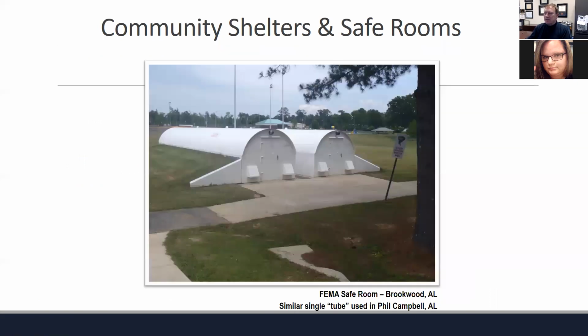And then here's another community shelter. This is Brookwood, Alabama. It's basically a community type shelter. These are located close to the activity center, where the softball fields are. But the point is that people know where they can go and how they can get into them. If I'm not mistaken, these are left open and left available.